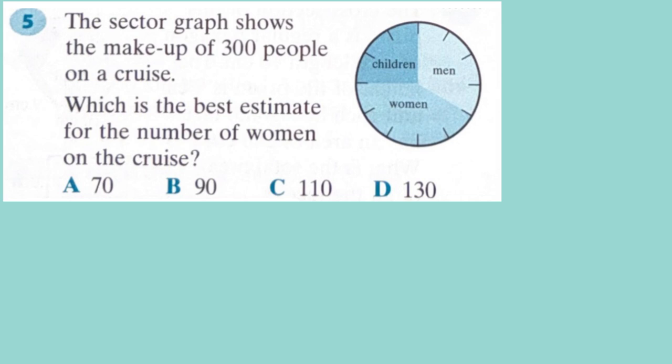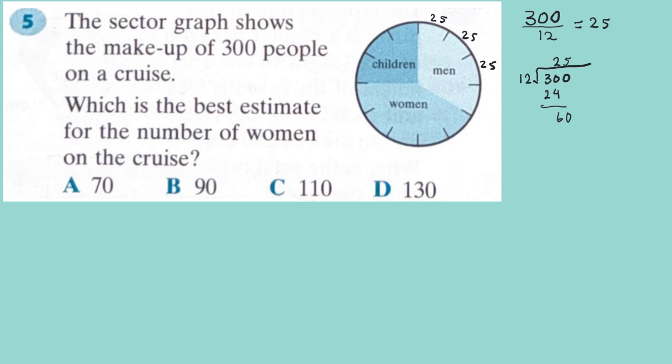This sector graph shows the makeup of 300 people on a cruise. Now, this sector is divided into 12. 1, 2, 3, 4, 5, 6, and another 6 on this side. So what we want to do is find out how many people make up one sector. 300 divided by 12. And we can do this by long division and we'll get 25. So there are 25 people in each sector. So 25, 25, and 25.